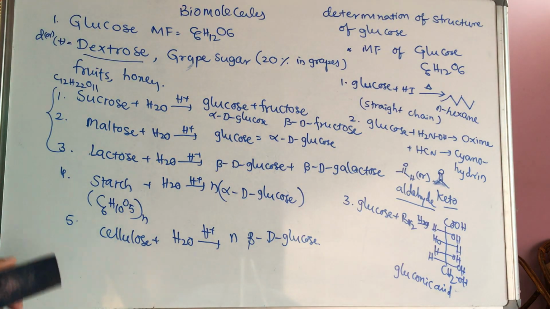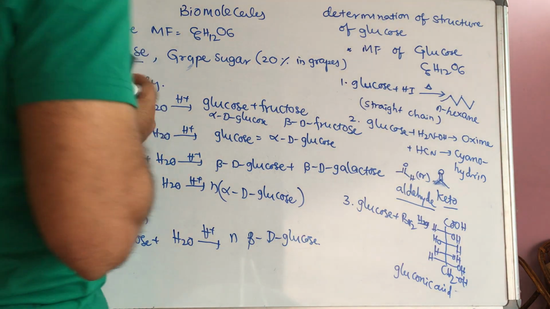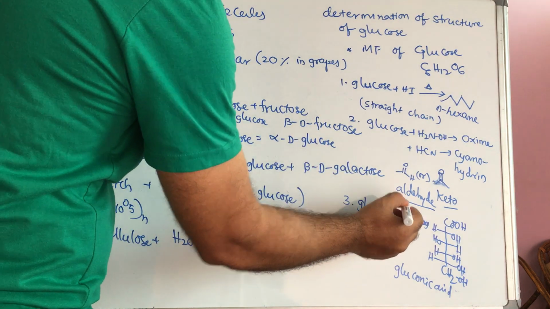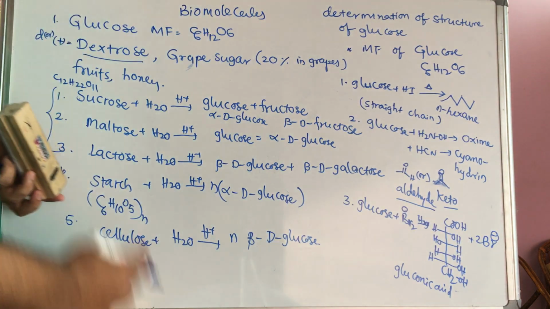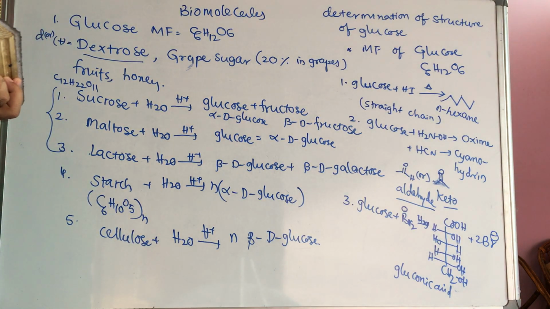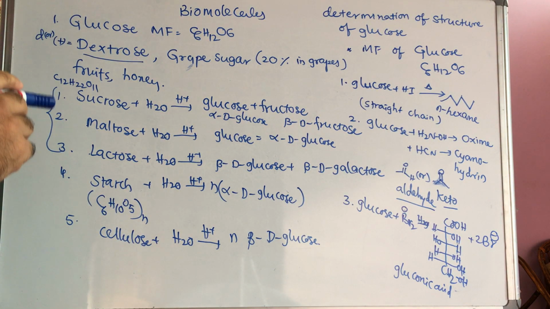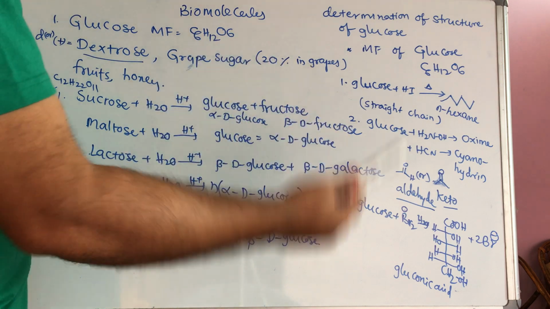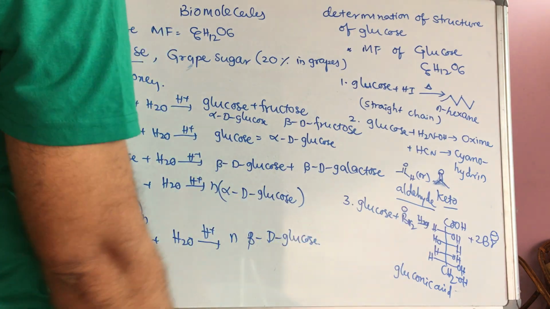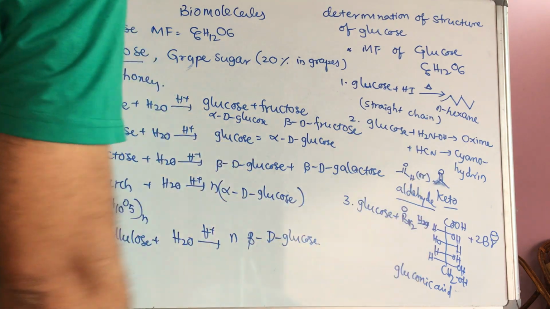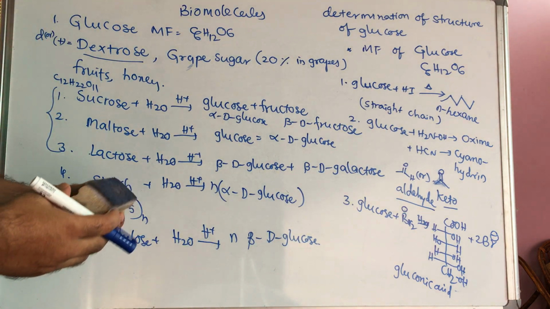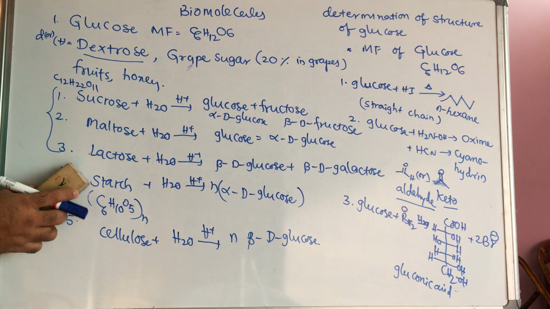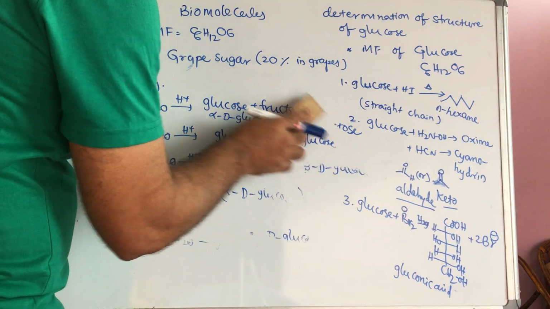Here bromine's oxidation state is 0 and it is converted to 2Br minus. Bromine goes from 0 oxidation state to -1, so it is reduced. An oxidizing agent is itself reduced and oxidizes others. So it is a mild oxidizing agent. This bromine oxidizes the aldehyde group only, not the ketone. Based on that, we conclude that glucose has an aldehyde group only, not keto.